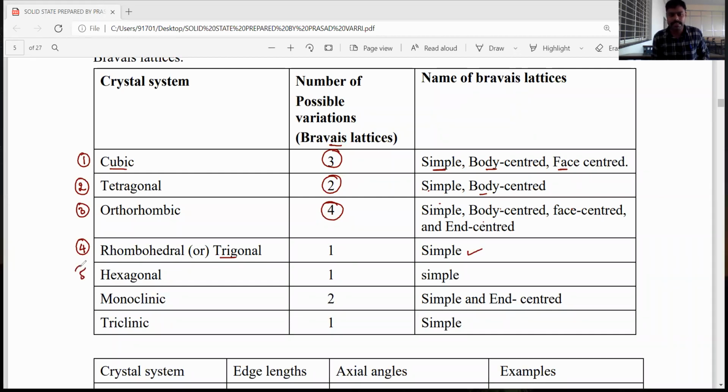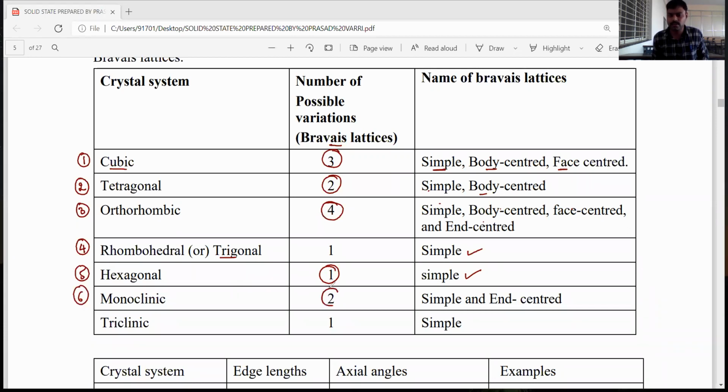And fifth one is hexagonal crystal system. There is only 1 type of Bravais lattice, or repeating unit, present. It is known as a simple hexagonal lattice, simple hexagonal unit cell. And sixth one is monoclinic crystal system.